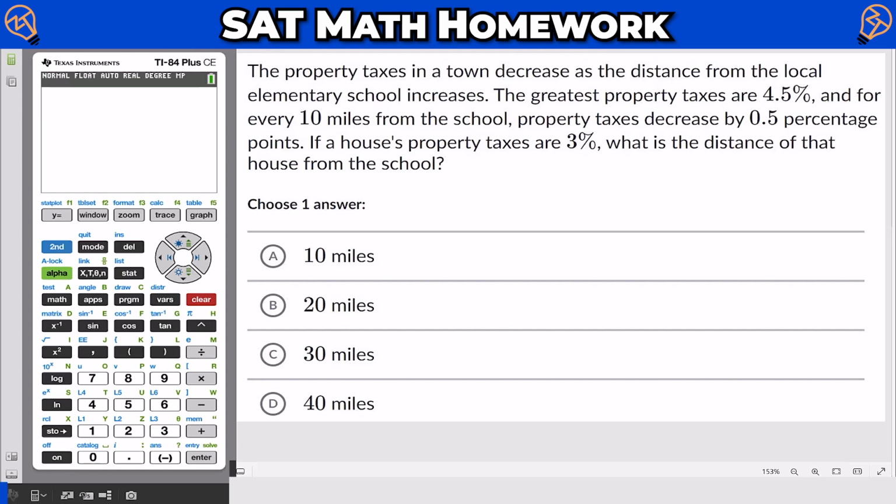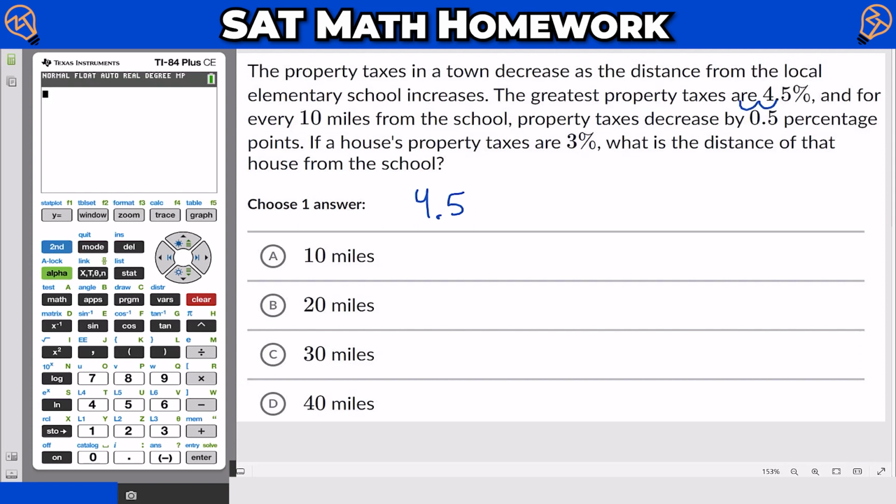Now, in this question, I'm going to go ahead and write things as I go, as I typically do. It talks about the fact that the greatest property taxes are 4.5%. Now, typically in a problem, you want to take the percent and turn it into a decimal equivalent, which occurs by moving the decimal 2 places to the left.